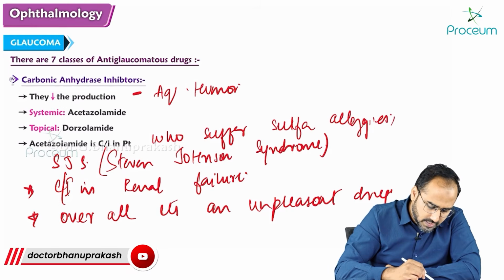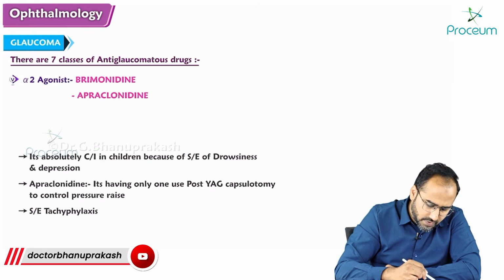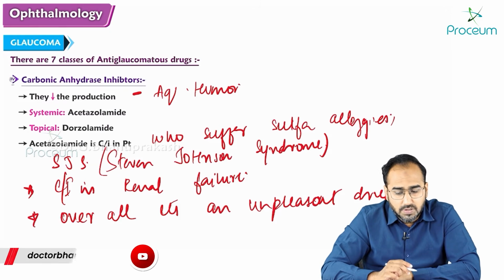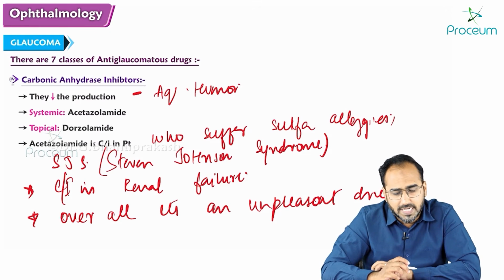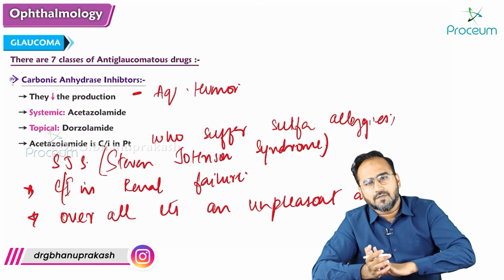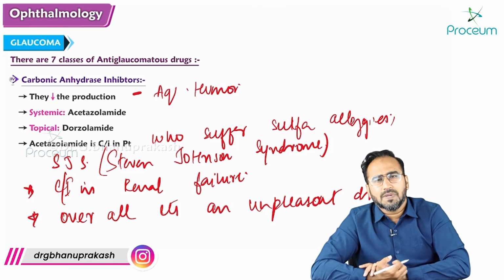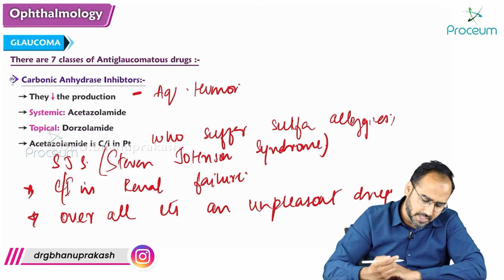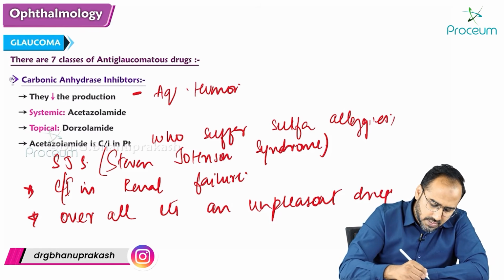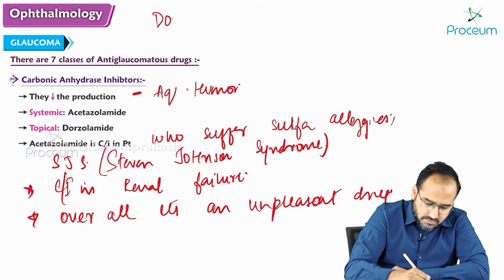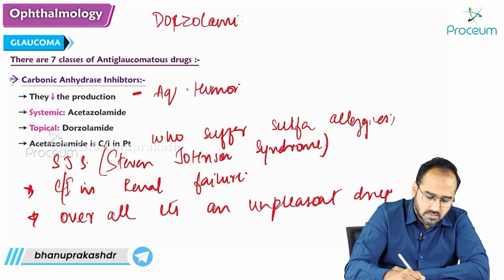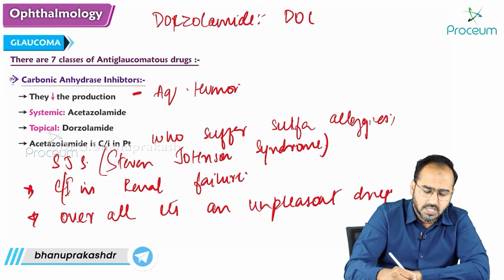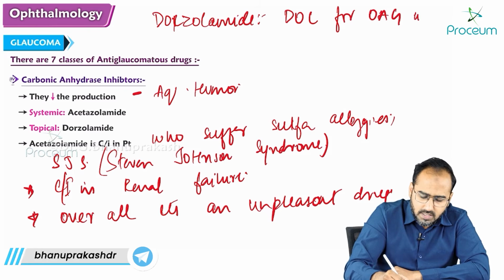So instead of acetazolamide, what are we using? We are using dorzolamide. But I told you, dorzolamide is a very good drug, but it comes with a complication of corneal decompensation. You can remember, dorzolamide is a drug of choice for open angle glaucoma in children.